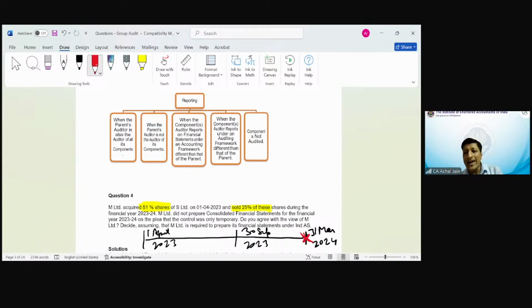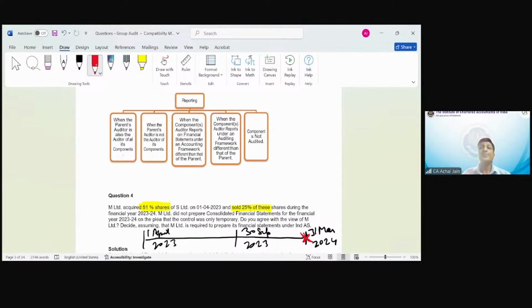So who would like to add to what I think Saminathan has explained? Over to you, quickly. In this case, what do you think? Over to you. For the temporary period, we need to prepare the CFS, sir. For the temporary period, we need to prepare the CFS.